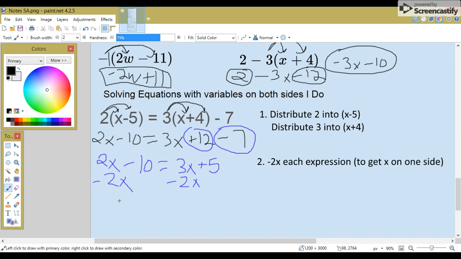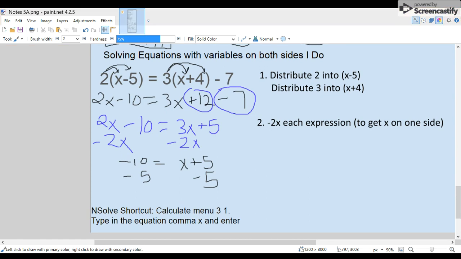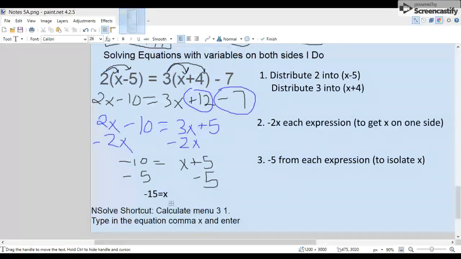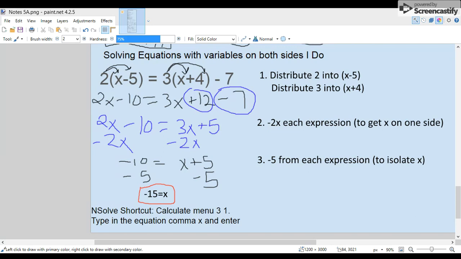So then we have negative 10 equals 1x plus 5. To get x by itself, to isolate it, we're going to subtract 5 from each side of the equation. So we have negative 15 equals x, and there's nothing you have to divide because the coefficient of x is 1. The shortcut in the calculator, to use NSOLVE, you press Calculate menu 3-1, type in your equation, comma x, then enter. Work on doing these by hand first though.